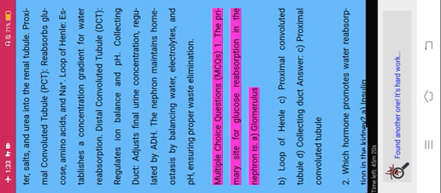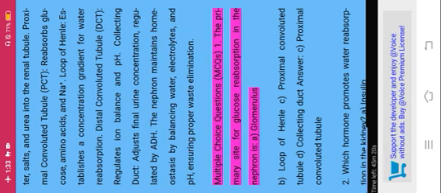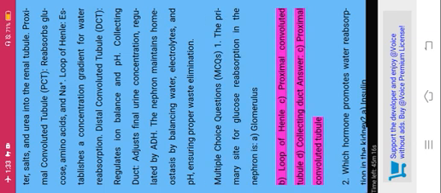Multiple choice questions (MCQs). 1. The primary site for glucose reabsorption in the nephron is: A. Glomerulus. B. Loop of Henle. C. Proximal convoluted tubule. D. Collecting duct. Answer: C. Proximal convoluted tubule.